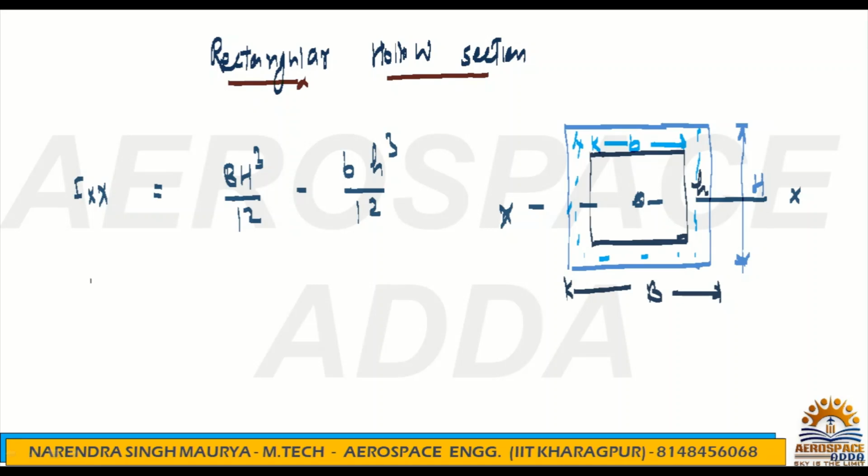Similarly, you can write Iy also. What is that? It is HB cube minus hb cube by 12. This is for the hollow section. Remember it. Now onward, we can take the moment of inertia obviously for the concentric circle, or we can say hollow section. It's your choice.